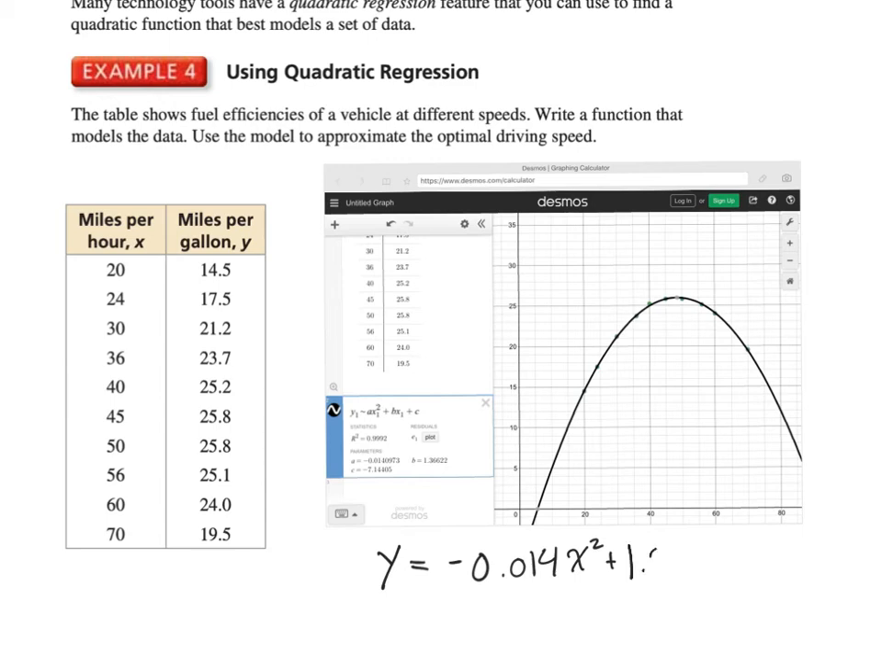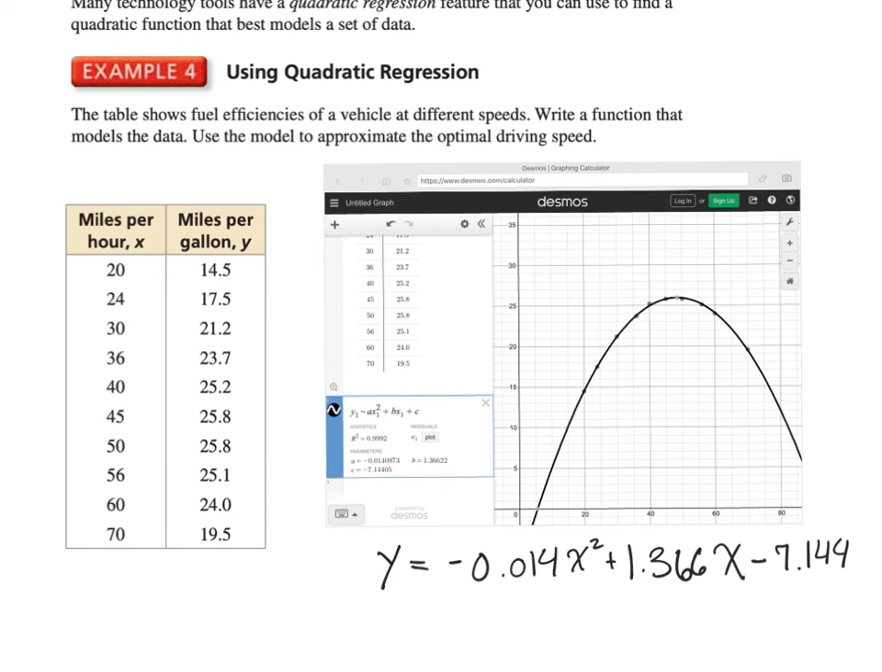So 1.366x plus our c value. Our c value is right there, negative 7.144. And we're just going to go with that. So it's minus 7.144. And that is the regression model. The Desmos calculator was nice enough to graph it so we can see how well it fits the data. So we can use this to predict other values.